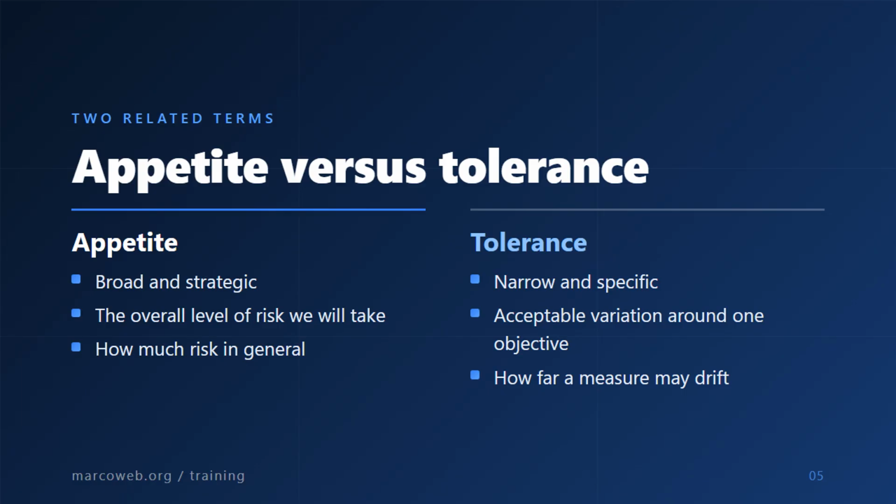The exam distinguishes two related terms, and questions turn on the difference. Appetite is broad and strategic, the overall level of risk the organization will take. We are willing to accept moderate operational risk to enter new markets quickly. Tolerance is narrow and specific, the acceptable variation around a particular objective. A critical service may have no more than 4 hours of unplanned downtime per quarter before it breaches.